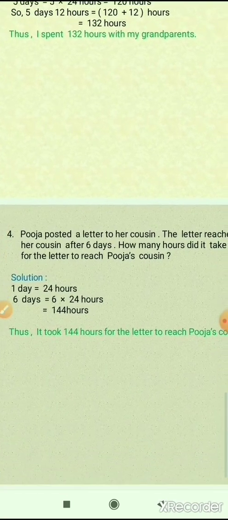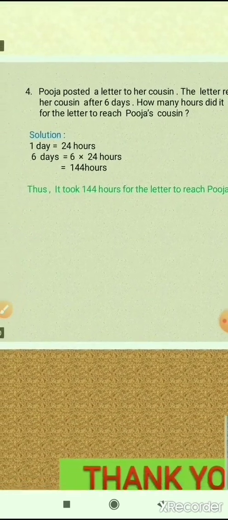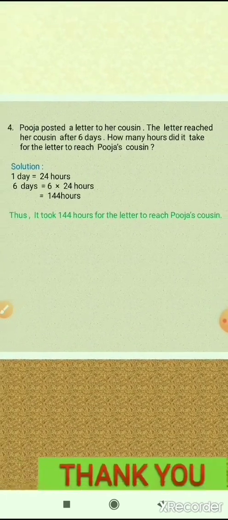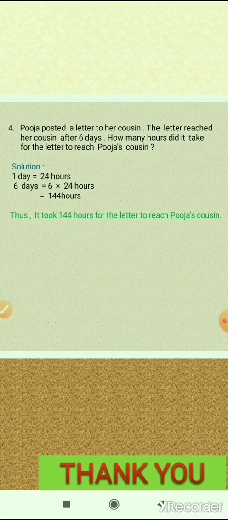Okay, now see next example, fourth. It is also word problem. Pooja posted a letter to her cousin. The letter reached her cousin after 6 days. How many hours did it take for the letter to reach Pooja's cousin? Okay, Pooja posted a letter to her cousin. The letter reached her cousin after 6 days. So how many hours did it take for the letter to reach Pooja's cousin?